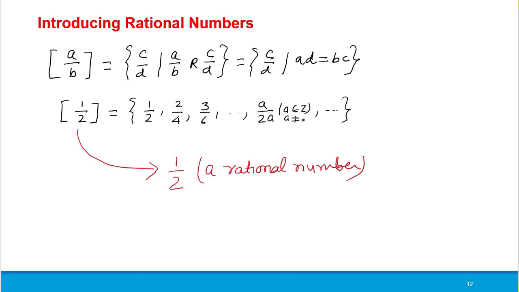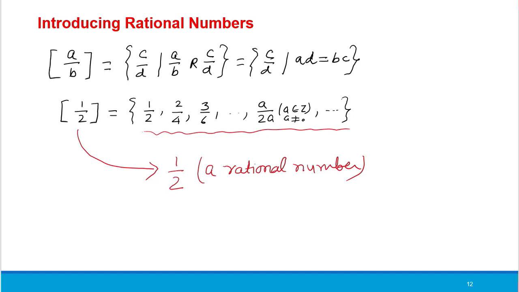So when I call half as a rational number, it represents all the fractions present in this set. So half as a rational number is an equivalence class created on the set of fractions. So this is the concept of rational number. So as a rational number, 1 by 2, 2 by 4, 3 by 6 all are equivalent because they are in the same equivalence class. So this is the concept of rational number.